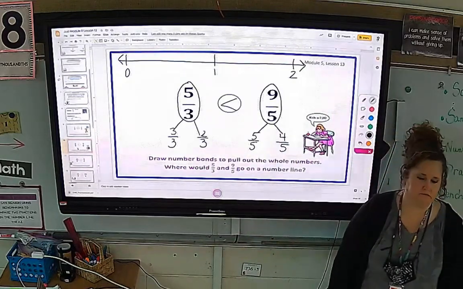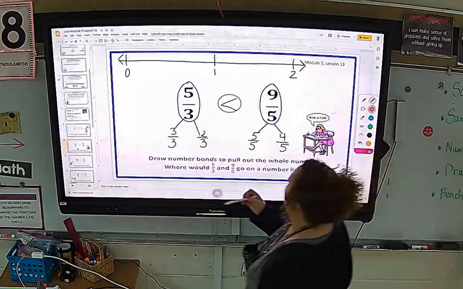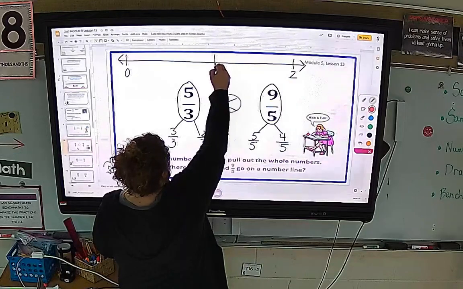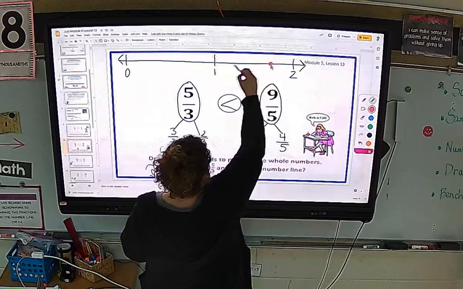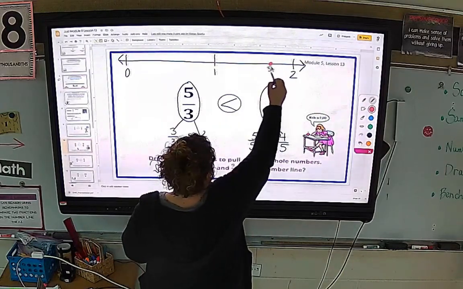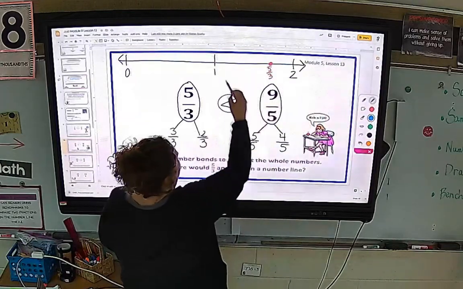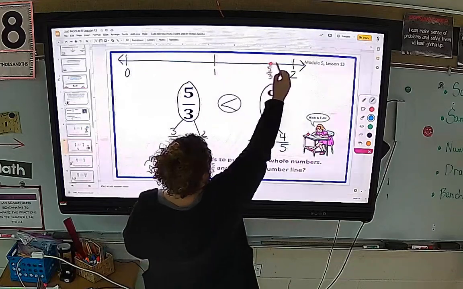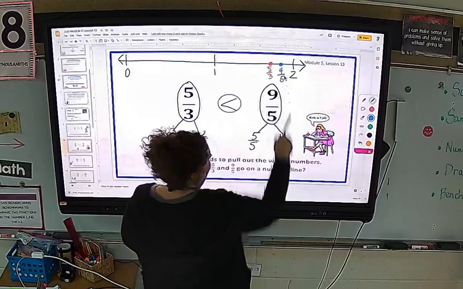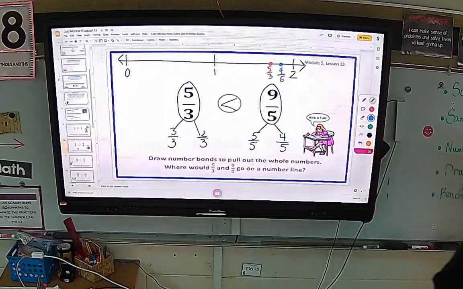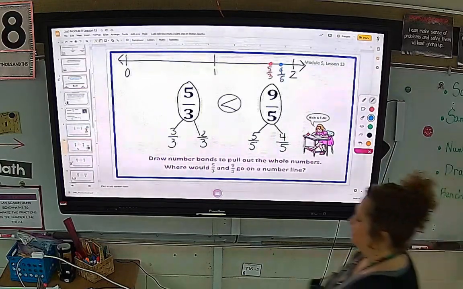But where would they go on the number line? 5/3 goes all the way to 1 and then goes 2/3 more, right about there. If I picture this cut into thirds, 5/3. This one goes all the way to 1 and then goes 4/5. Fifths are smaller, so it's going to go right about here. They are very close together, but one of them is closer to the next whole number than the other. Okay. You can clear this off your board.